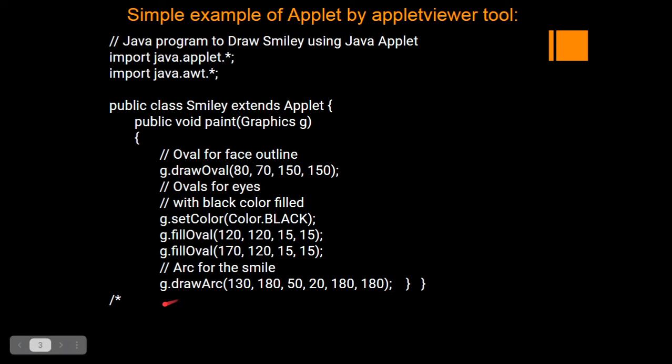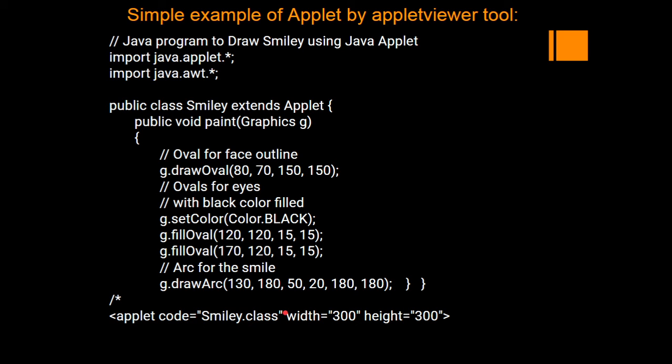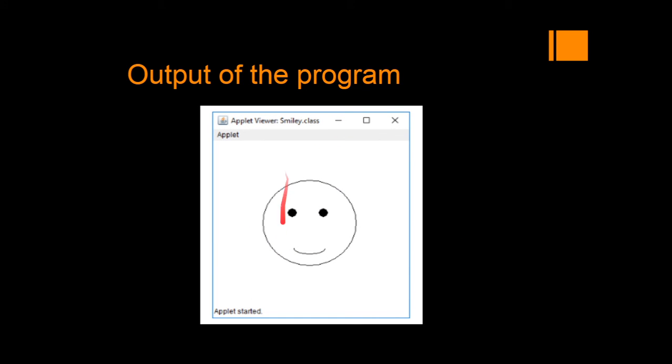Now we have to include the applet code. What is the applet code? Applet code is equal to smiley.class, because the class name here is smiley. Then we have to give the width and the height of the applet screen. And we have to close the applet tag as usual, and close this comment tag, and that's all. We have to see the output of the program. Once we execute this program in the command prompt, we use appletviewer smiley.java. If we type this command, we can get this image on the screen.